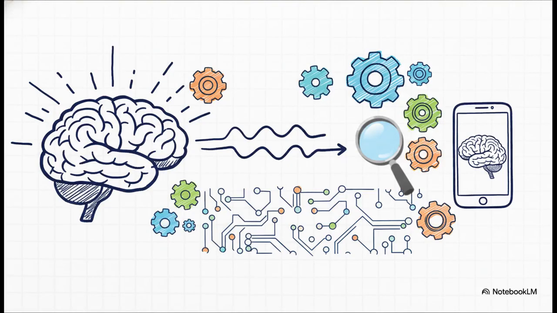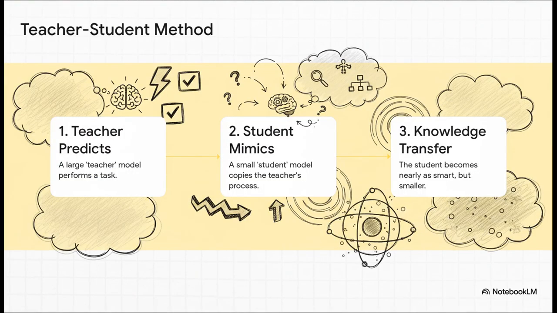All right, our third and final technique is probably the most elegant of them all, knowledge distillation. The concept here is just beautiful. You take a massive, genius-level AI, the teacher, and you use it to train a much smaller, nimbler student model. And here's the fascinating part. The student doesn't just copy the teacher's answers. No, it learns to mimic the teacher's entire thought process. It learns how the teacher gets to the answer, not just what the answer is.